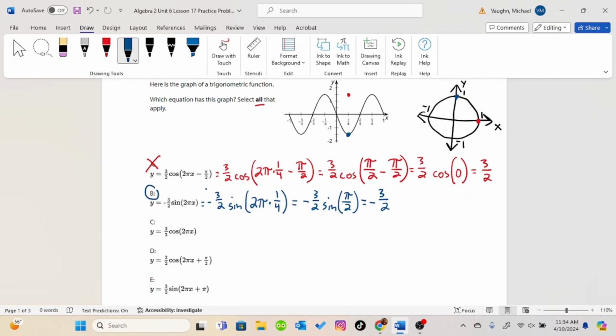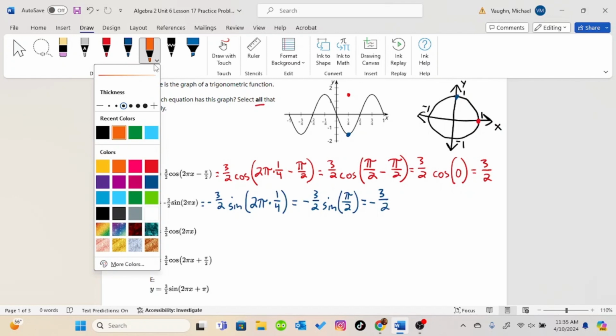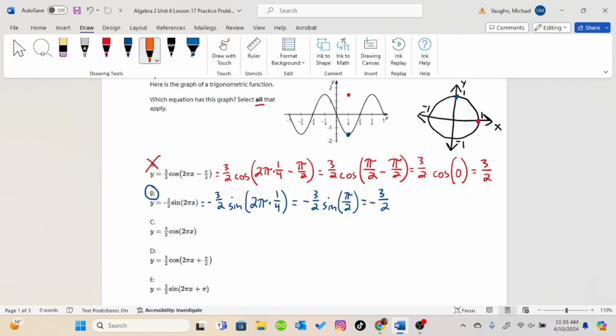You can test more points, but this is the most obvious point because the answers will be opposite of each other if they're right or wrong. So B is one of our answers. Now, let's check C. This is 3/2 cosine 2 pi, and again I'm going to use 1/4 as my testing point.